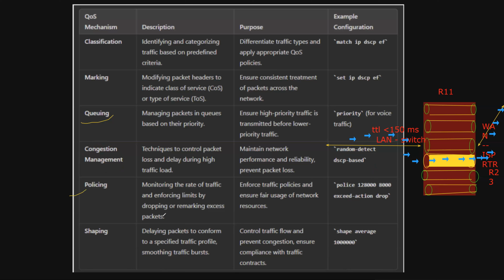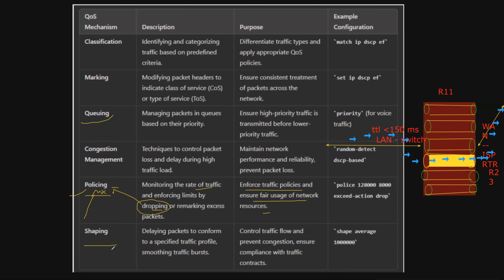Legacy policing. Policing is something that enforces traffic policies and ensures fair use of the network. Policing will simply monitor the rate of traffic and enforce limits by dropping. Policing will simply drop the traffic if it breaches the specified bandwidth that you reserved for the traffic. Suppose the bandwidth is increasing and this is your limit. Now, if you try to go beyond this limit, it will start dropping this traffic.